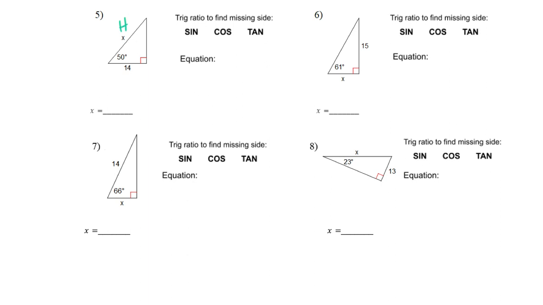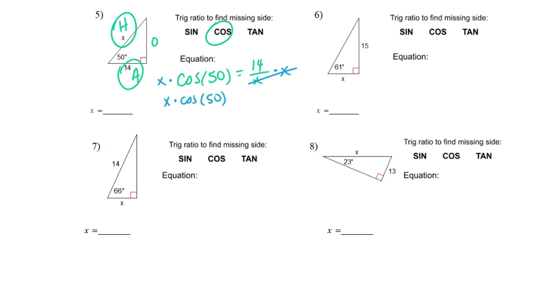On number 5, my hypotenuse is x, my adjacent is 14. So if I know about the hypotenuse and the adjacent, that's cosine. Cosine of 50 is equal to adjacent over hypotenuse. We'll multiply by x on both sides. So I get x times cosine of 50 equals 14. Divide by cosine of 50. And put 14 divided by the cosine of 50 into my calculator, and I get 21.78.